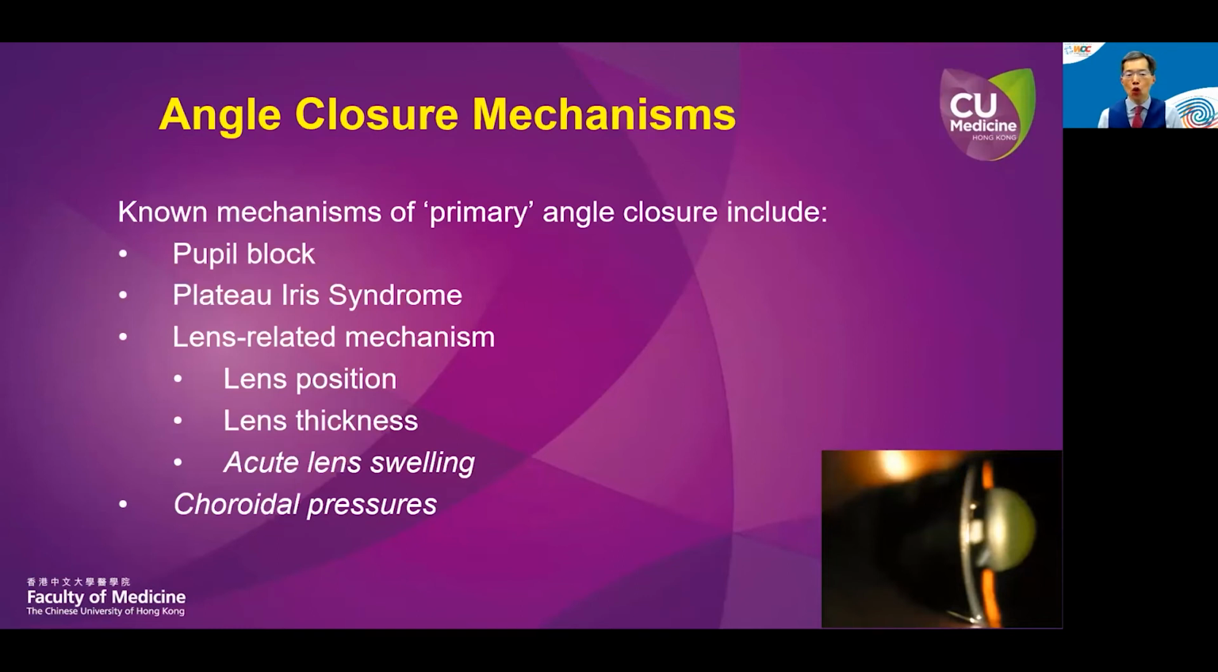Now, there are several known mechanisms that lead to angle closure in primary angle closure disease, and these include pupillary block, plateau iris syndrome, lens-related mechanism, which may include the lens position, the lens thickness, and also perhaps acute lens swelling in some cases, and also possibly choroidal pressure increase.